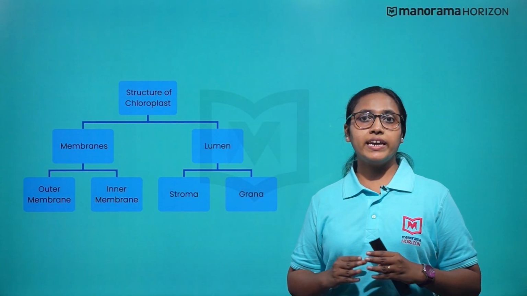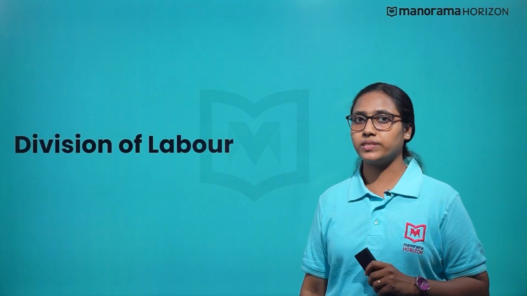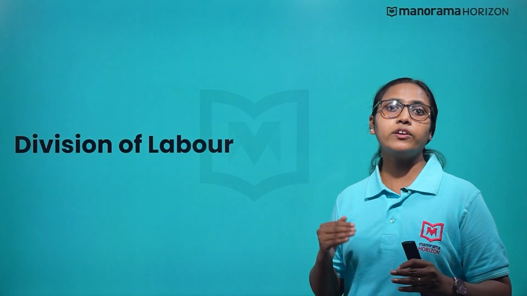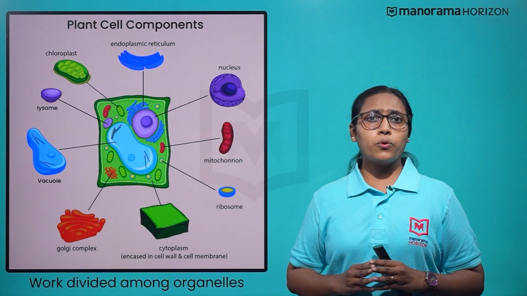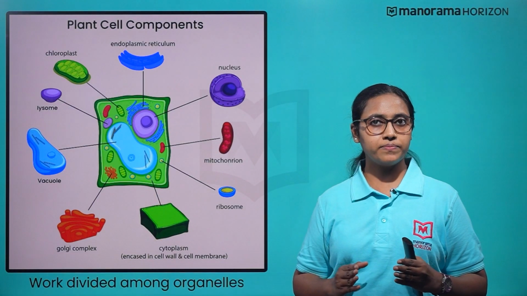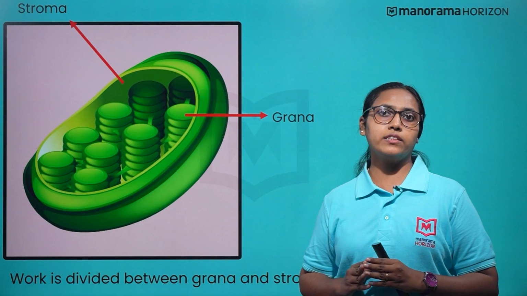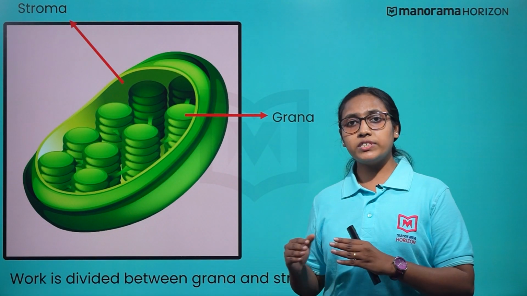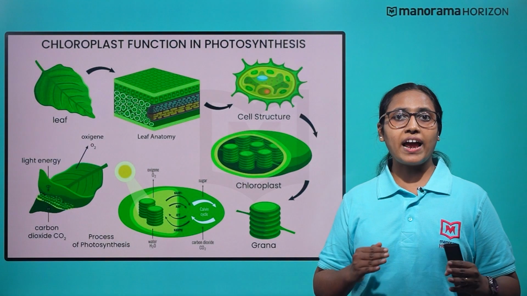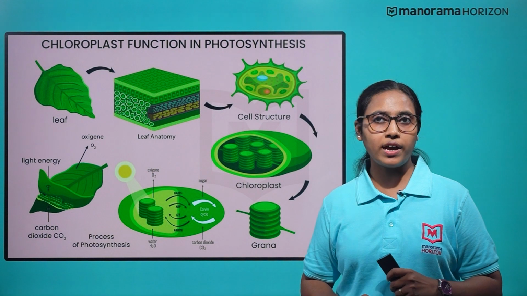We know that in a cell, one organelle does not perform all the functions. So, the work is divided among the different organelles of the cell. So, is there any such division of labor in chloroplast? Correct. There is division of labor in the chloroplast. Let's now see the function of chloroplast. Inside chloroplast, grana undergo light reaction and stroma undergo dark reaction.